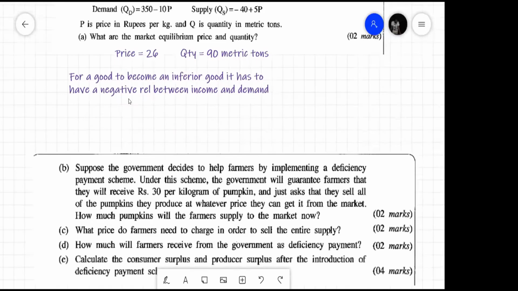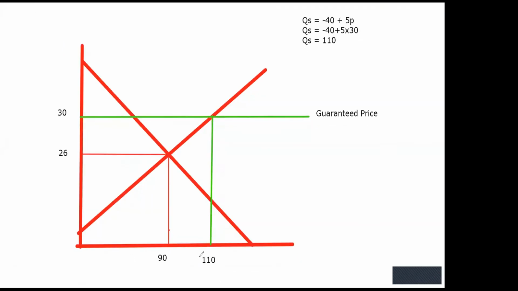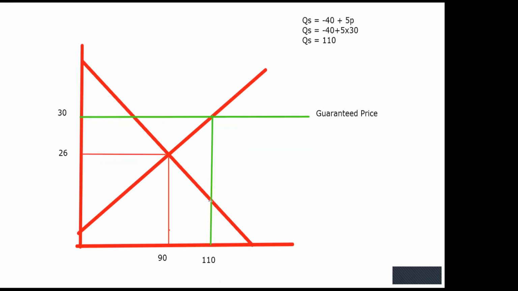Then for the next part, they're asking what price do farmers need to charge in order to sell their entire supply? So you have to find out, to buy this entire supply of 110, how much consumers are willing to pay. To buy this 110, you connect to the demand curve and see what price consumers are willing to pay. So how do you do this?